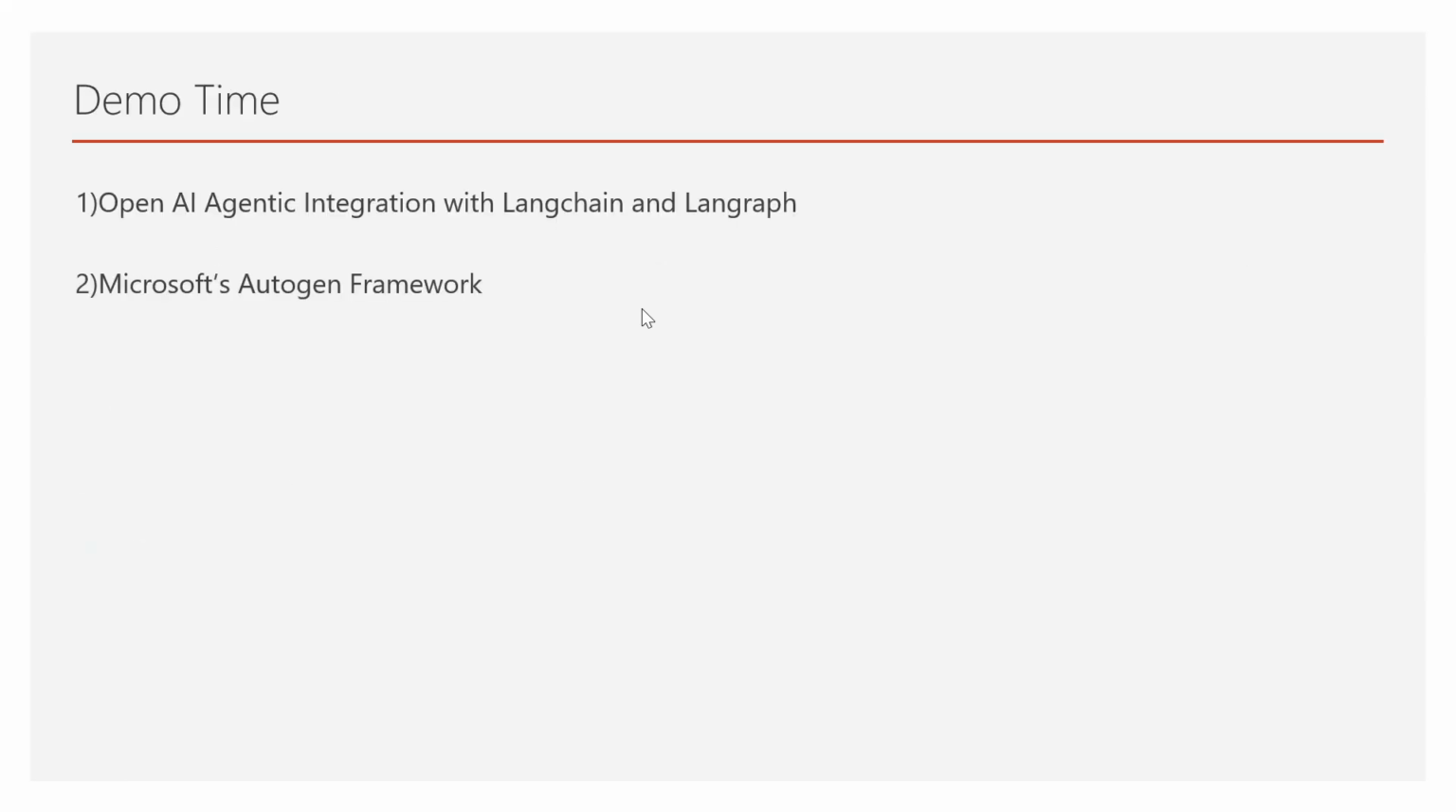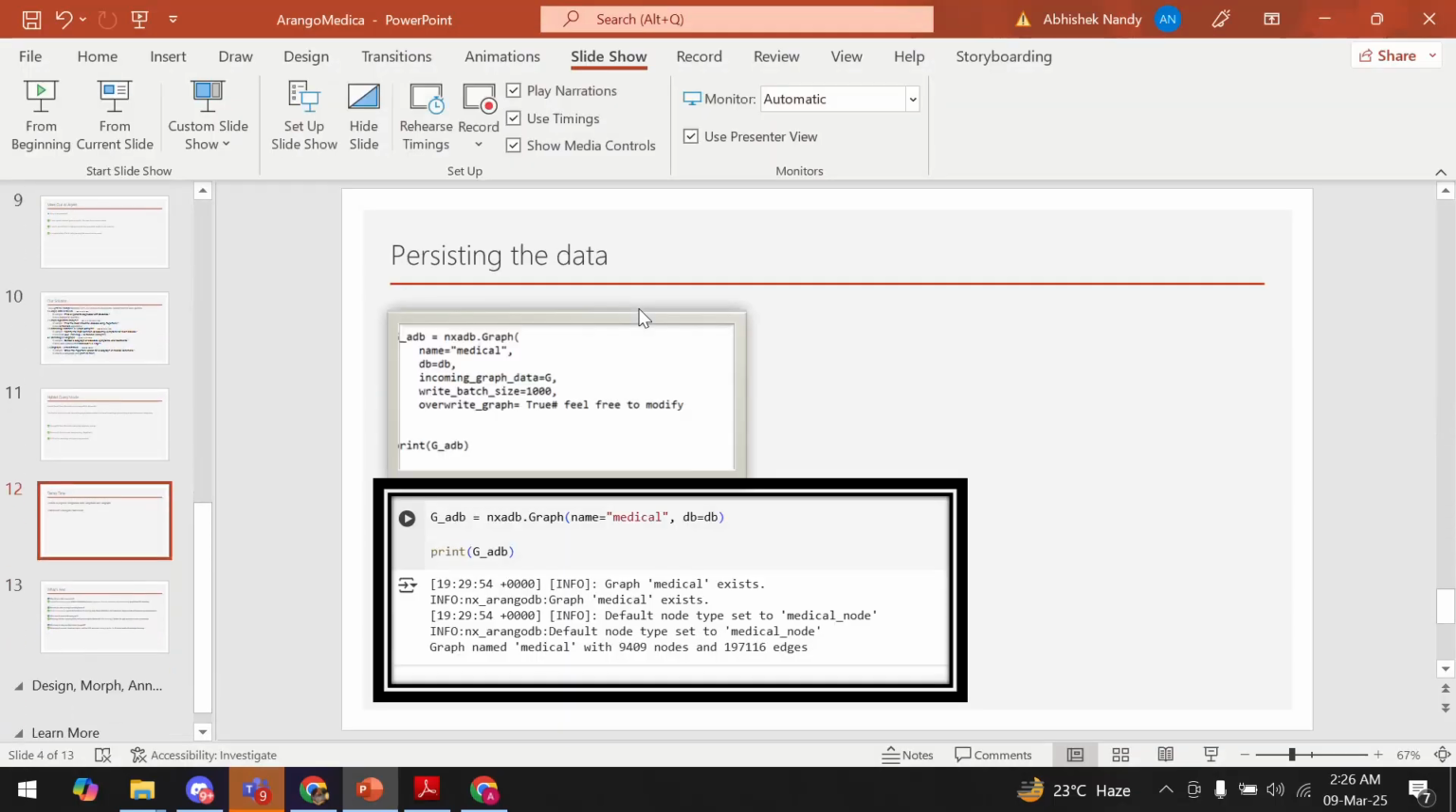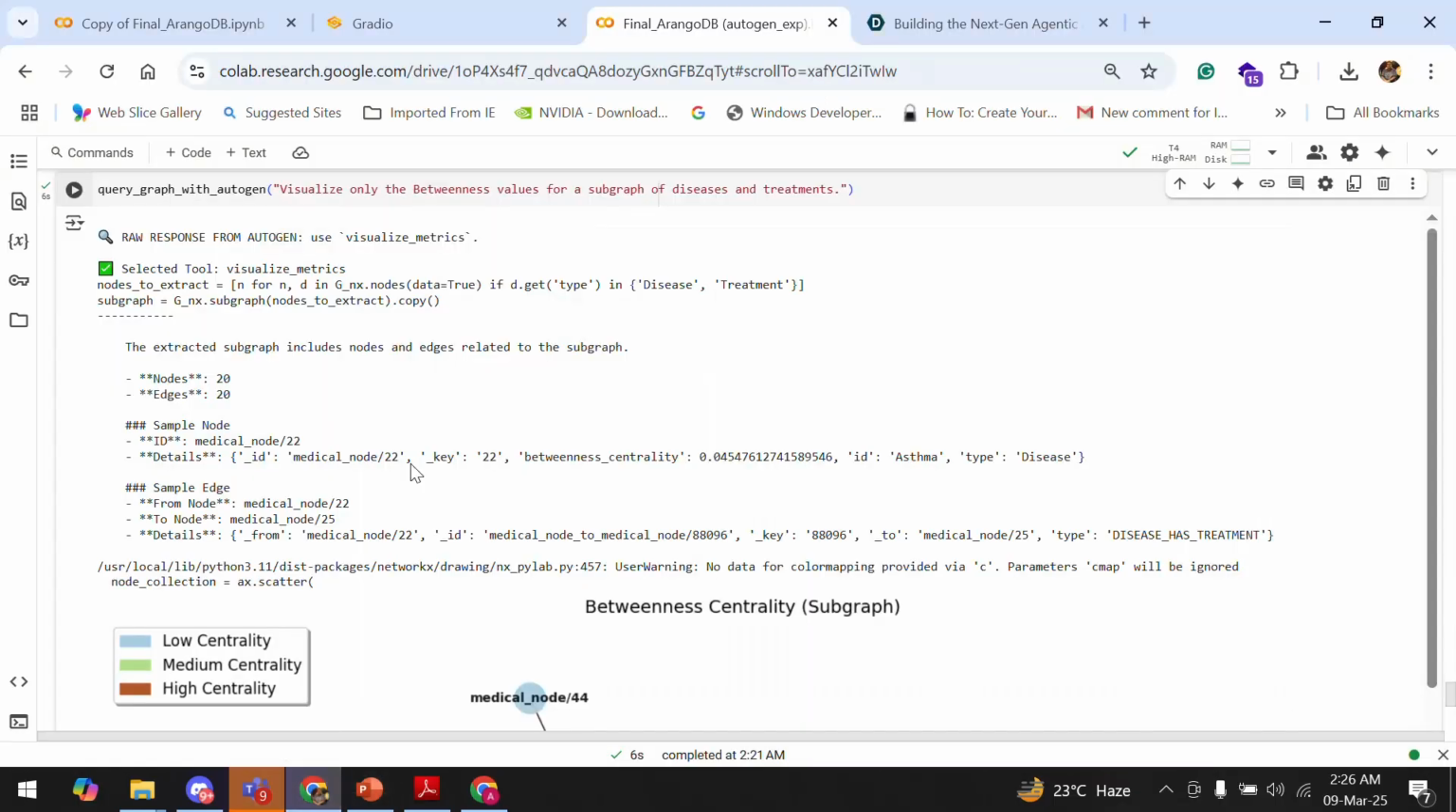Our demo is divided into 2 parts. One is using the OpenAI agentic integration with LangChain and LangGraph, and the other is Microsoft's AutoGen framework. We have included both of them. So let's see the demo in action.